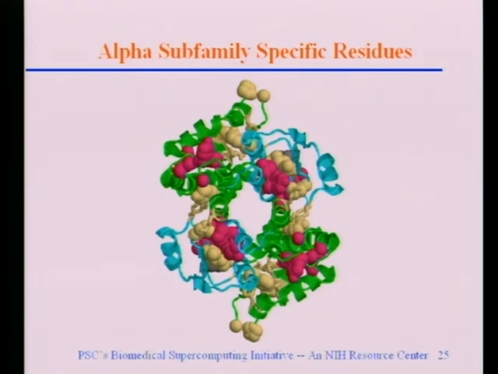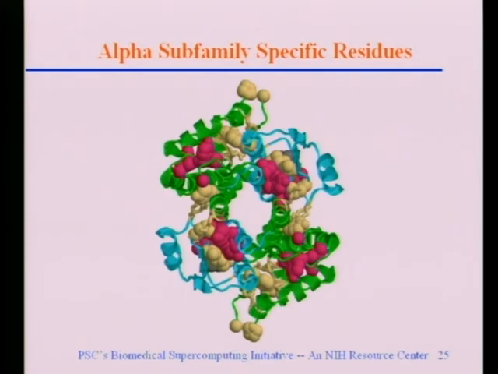Back up and explain the color scheme here. I've colored domain 1 in cyan, domain 2 in green. The highly conserved residues are in the magenta in all cases. Those residues in wheat are the unique residues to the alpha subfamily. The ones that are in wheat and space filling.